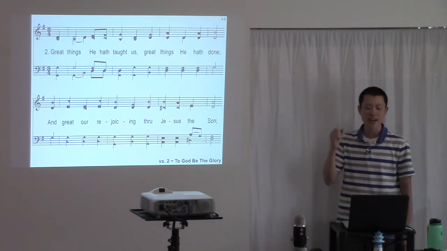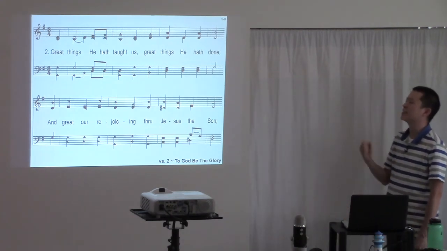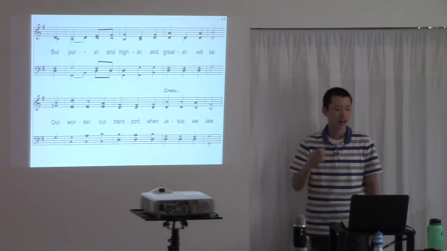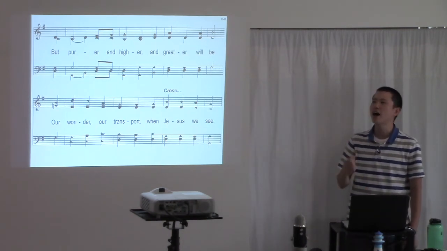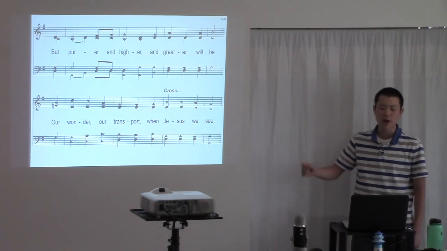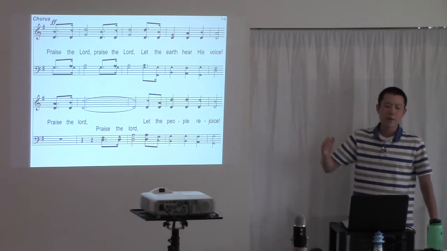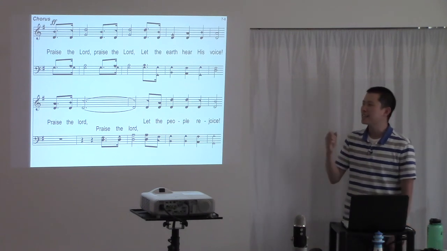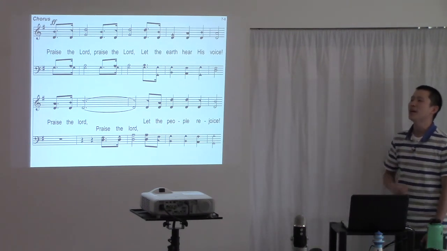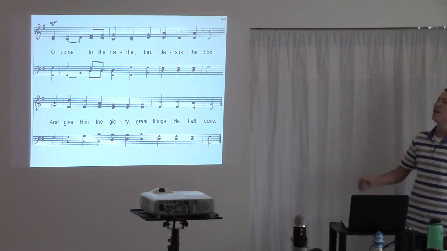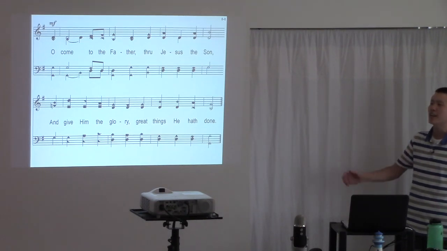Great things he hath taught us, great things he hath done, and great our rejoicing through Jesus the Son. But purer and higher and greater will be our wonder, our transport, when Jesus we see. Praise the Lord, praise the Lord, let the earth hear his voice. Praise the Lord, praise the Lord, let the people rejoice. Oh, come to the Father through Jesus the Son, and give him the glory, great things he hath done.